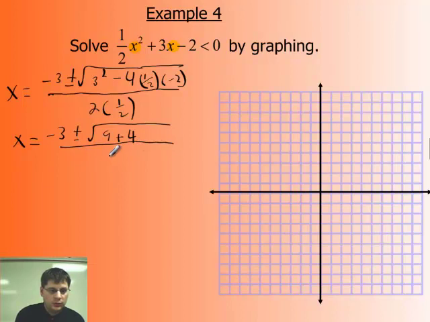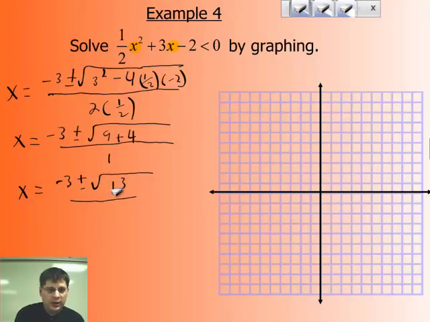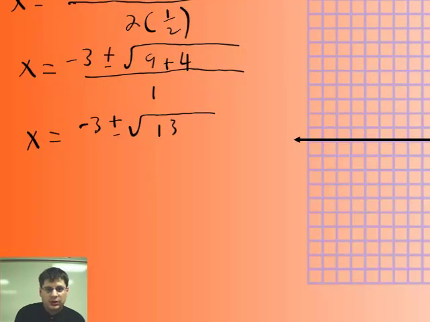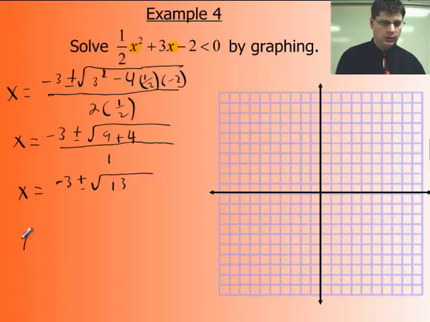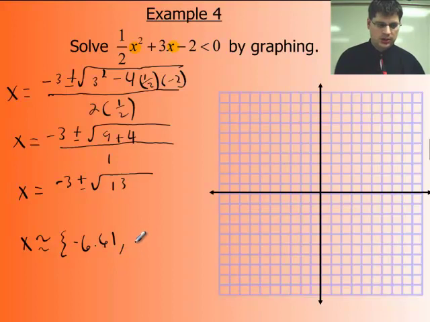all over 1. So x equals -3 plus or minus the square root of 13, over 1, but we don't need to have the 1 there. So we just need to figure out what these two values are. So x is approximately -6.61 and positive 0.61.